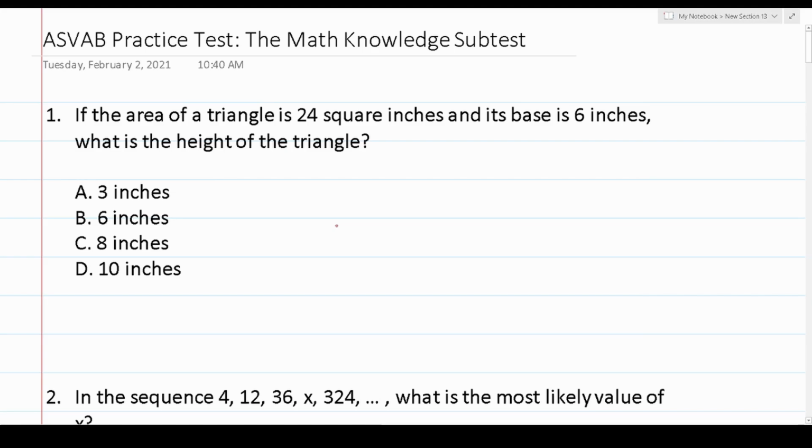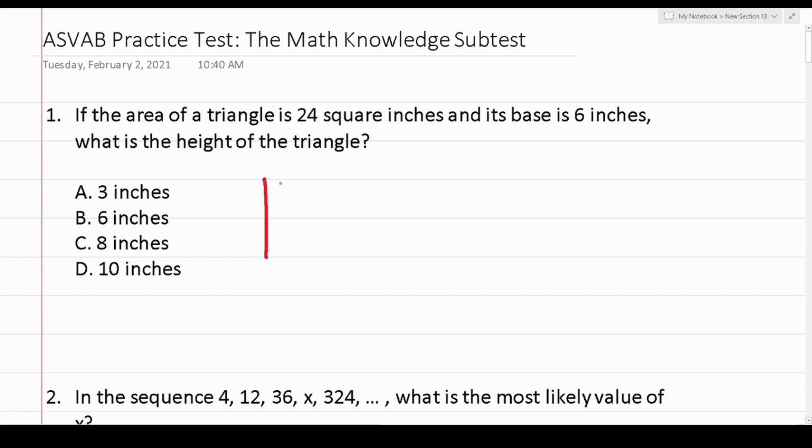All right, question 1 says, if the area of a triangle is 24 square inches and its base is 6 inches, what is the height of the triangle? So whenever I'm dealing with triangles, circles, and pretty much any other shape on the Mathematics Knowledge subtest, I'm going to draw a diagram more often than not.